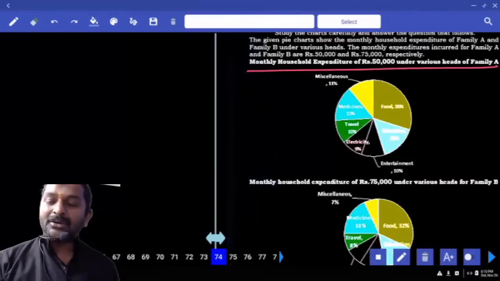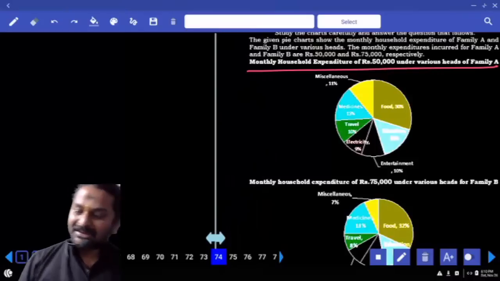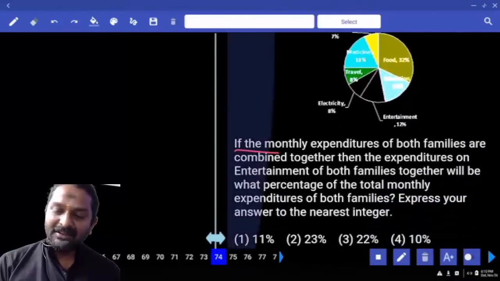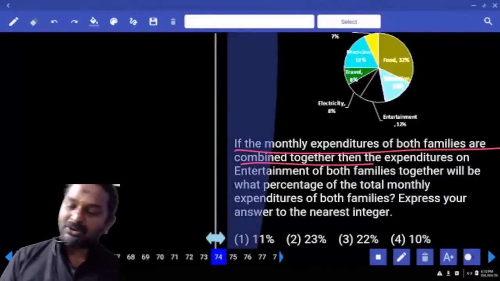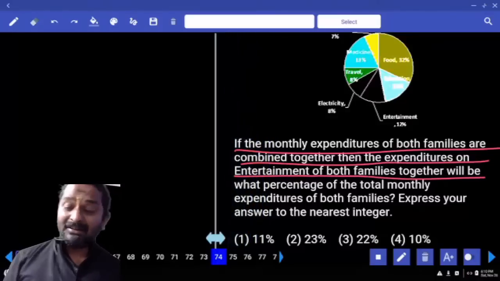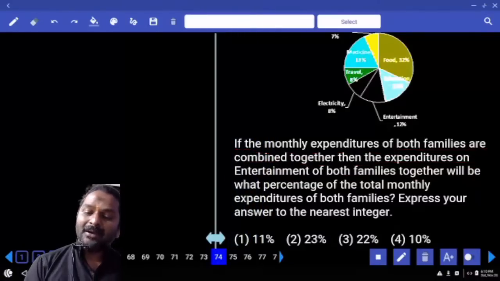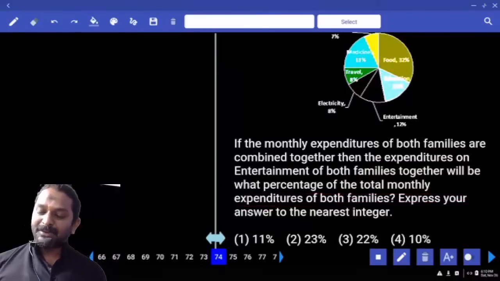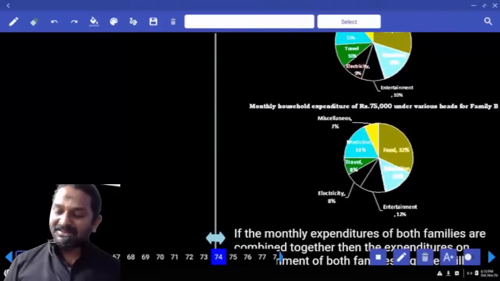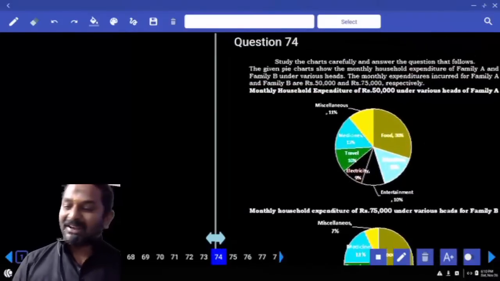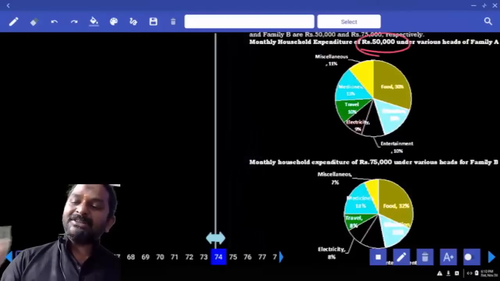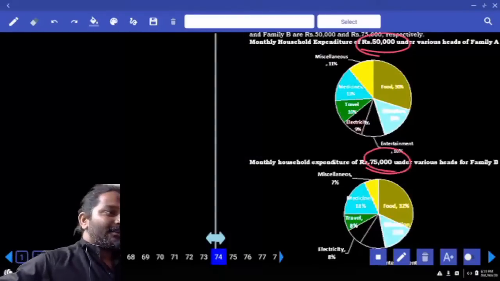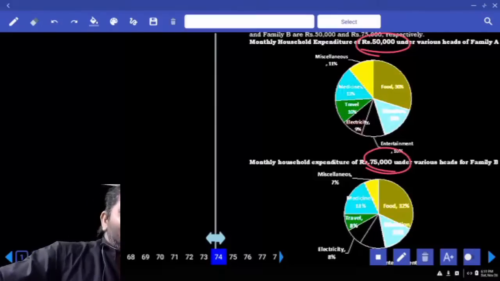మంది చేస్తారు. Monthly household expenditure 50,000 under various heads of family A, and this is for family B. Now the question is, if the monthly expenditures of both families are combined together, then expenditure on entertainment of both families together will be what percentage of total monthly expenditure of both families? Express answer to your nearest integer. ఎంటర్టైన్మెంట్ గురించే కదా అడిగారు. ఫ్యామిలీ Aకి టోటల్ ఎక్స్పెండిచర్ ఎంత మాట్లాడాలి, and for family B can I take the ratio here?